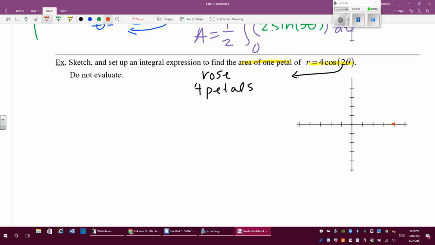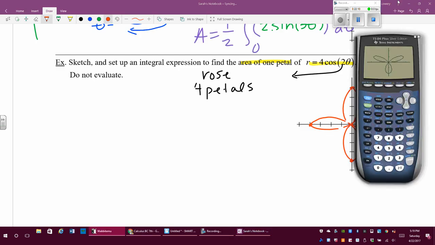And I don't even need to go through a sketch of this because I know that it's going to extend to 4 here, to 4 here, to 4 here, and to 4 here, and have 4 petals. One of the things that I think is kind of interesting, though, is to see this graphed with a path to know kind of the path it's taking.